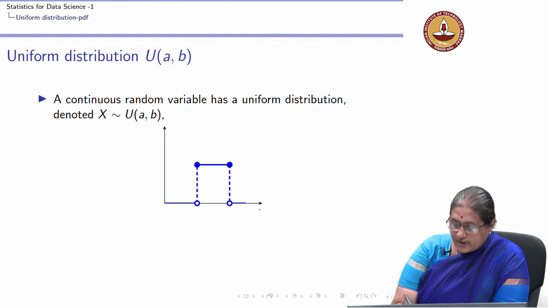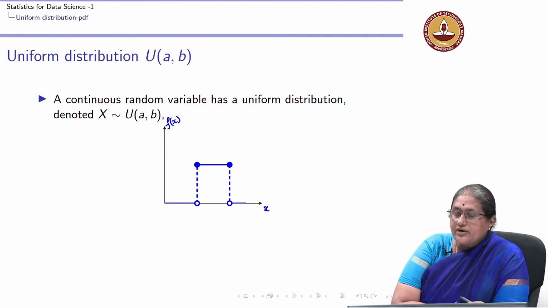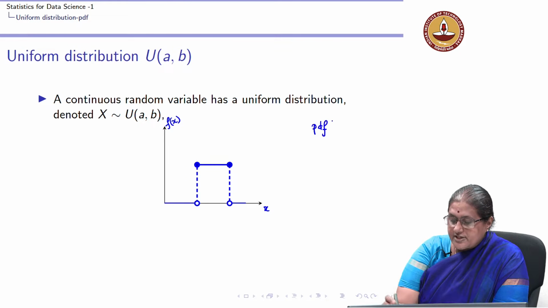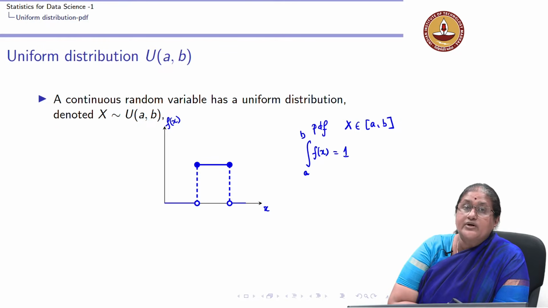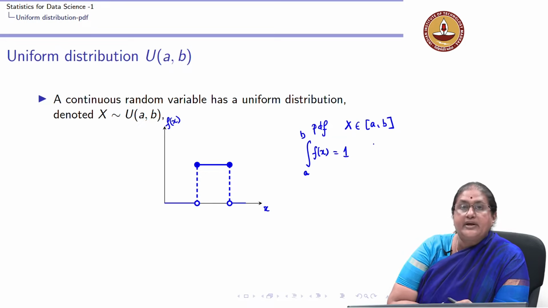So, if you remember, if this is my x, this is going to be my PDF f of x. We introduced the concept of a probability density function in the last class, and we said that if x is a random variable which takes values in a particular range, that is, if x belongs to an interval a b, then the integral from a to b of f of x dx should be equal to 1, and f of x should be non-negative in that particular interval. This is how we defined a PDF.